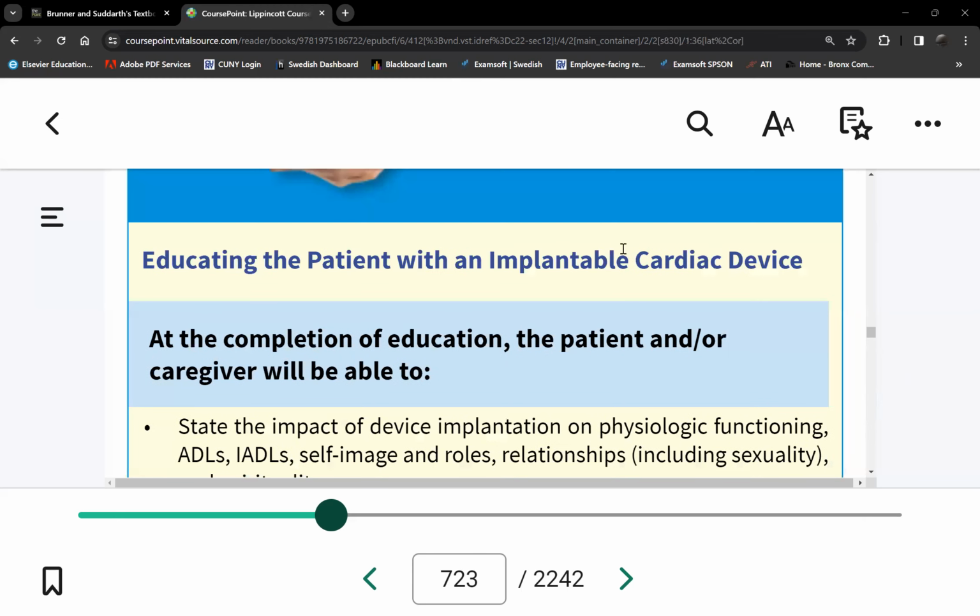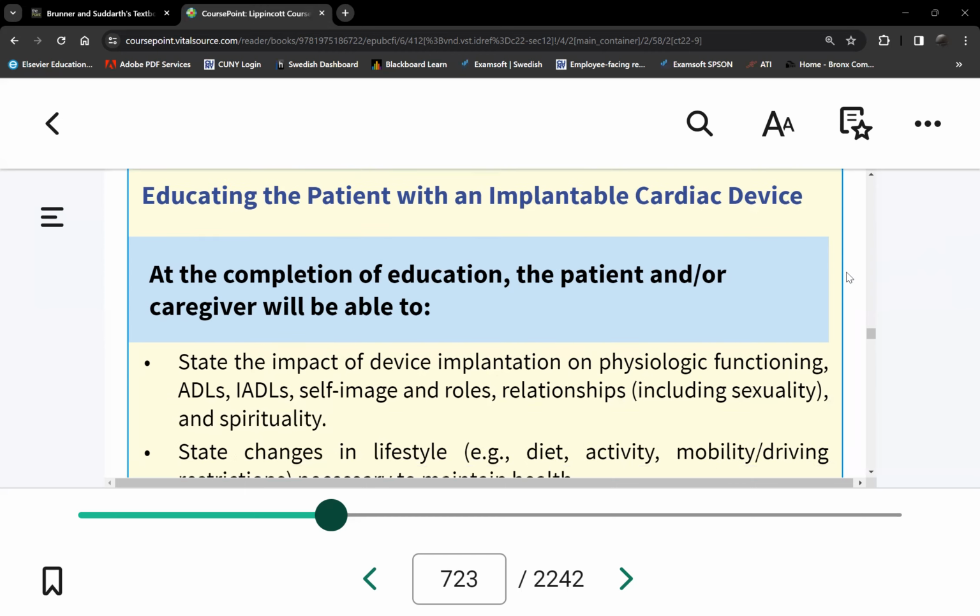Does that make sense? Yes. So it's implantable cardiac device, and there are two of them. Is the pacemaker an implantable cardiac device? Yes. Are we clear? So the teaching is the same, the treatment is the same. The function is different, but the treatment and teaching are the same.